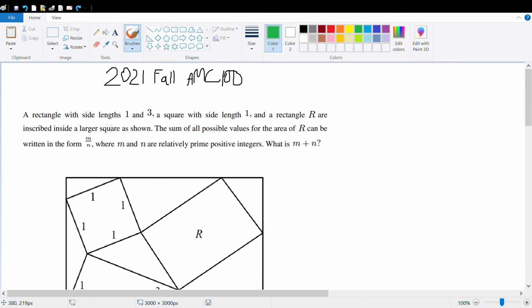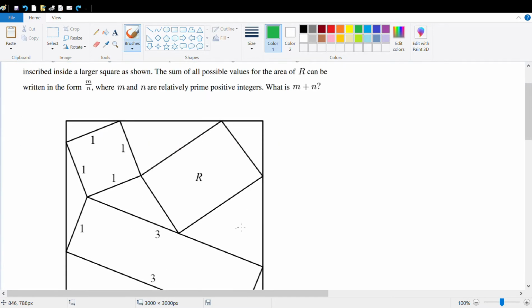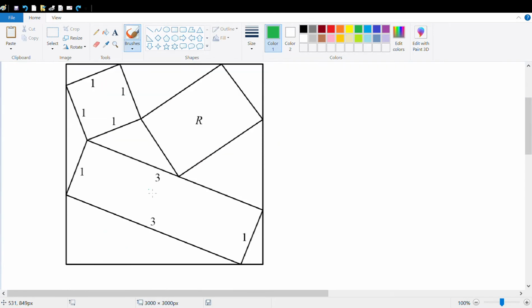Okay, so the problem says that we have a rectangle with side lengths 1 and 3. It's right here. Can you see the mouse? Yes, you can. Okay. The square has side lengths 1. It's right here. And we have a rectangle here. And it's all inside a really big square. That's all the problem says.